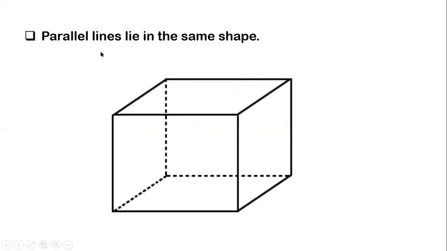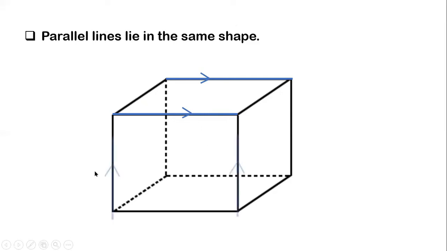Okay, so parallel lines lie in the same shape. Look at this shape. It's a cuboid. But within this cuboid, we have many parallel lines. So some of them, we have this one. Here we have two parallel lines. So it means that once you extend this line and you also extend this line, they will never meet. Why do we say that they will never meet? It is because the distance between them is always the same throughout.